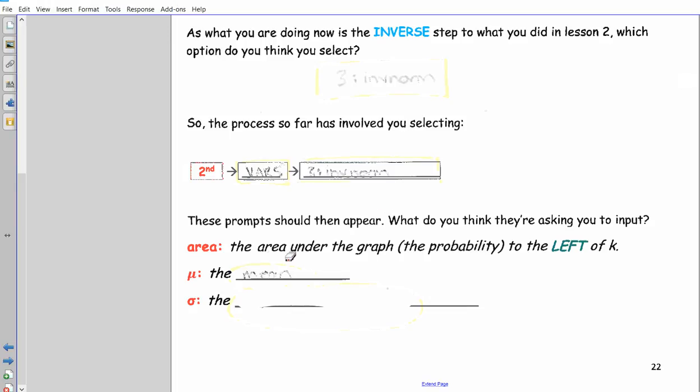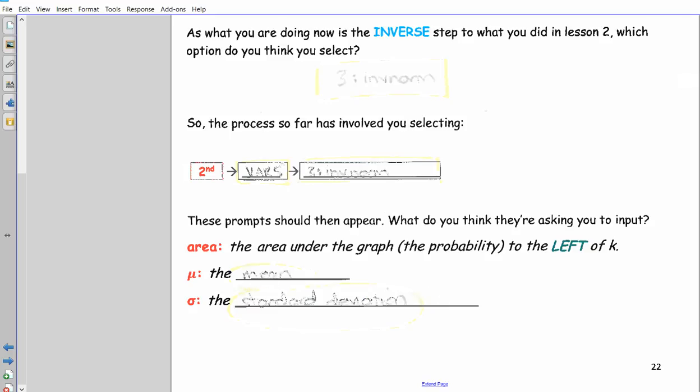So notice that the area under the graph has to be the area that's to the left of k, not to the right. But if you're given the area to the right, it's easy because the whole area is equal to 1. So if the area to the right is 0.3, the area to the left must be 0.7. If the area to the right is 0.6, the area to the left must be 0.4, and so on. So mu is the mean, sigma is the standard deviation, as we already know.